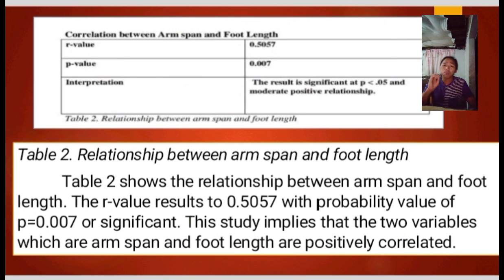As you can see in the table, to conclude, Table 2 shows the relationship between the arm span and the foot length. The r value results to 0.5057 with the probability of p equal to 0.007, or significant. This study implies that the two variables, arm span and foot length, are positively correlated.